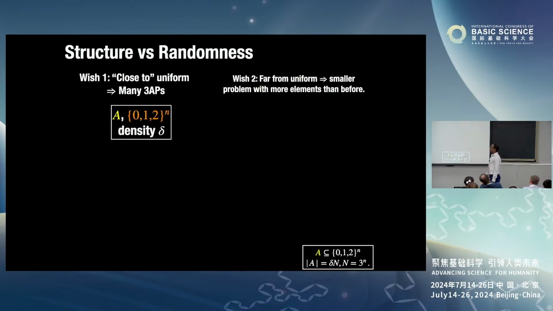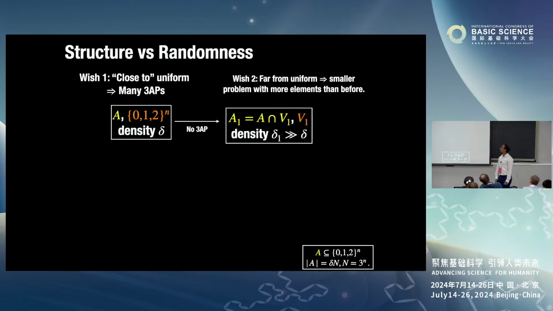If you could do this, what would you do? I have my set A, and the universe is the entire set of n-bit strings, with density delta. If I have 3APs, I'm done. Otherwise, you say, okay, there is an affine space, and A restricted to this affine space is my new set, my new universe.